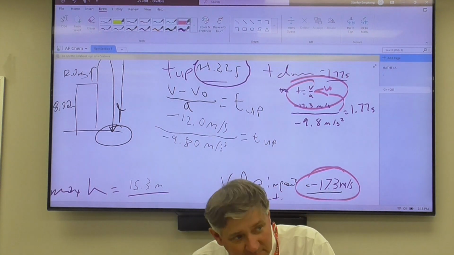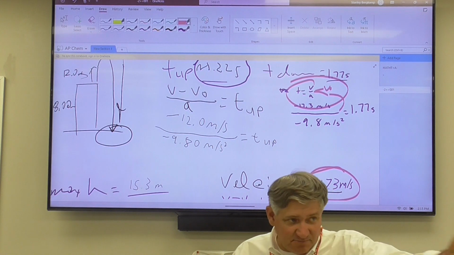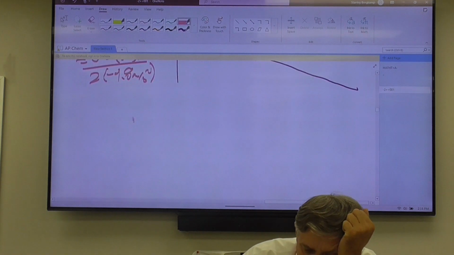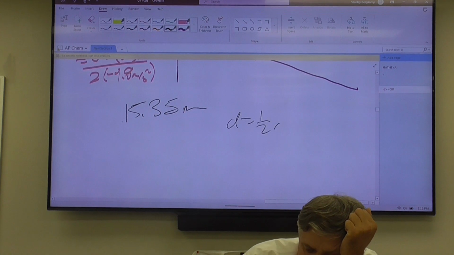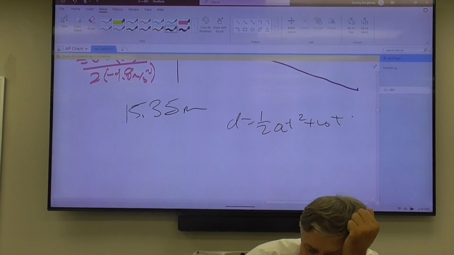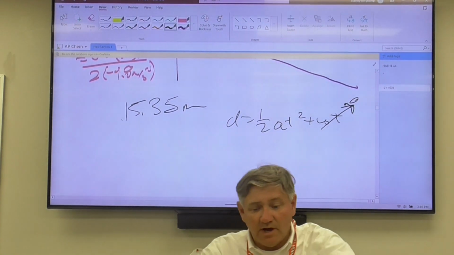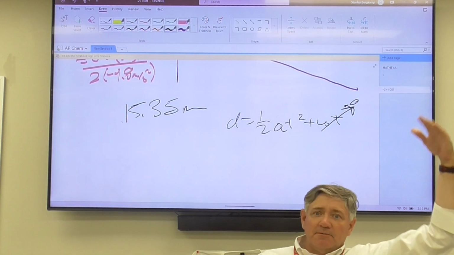Now, if it were me, and I were trying to find the time down, this is what I would do, just because I like this equation. If I were doing the time down, I would know that my maximum height is 15.35 meters. What I would do, I'd use 1/2 a t squared plus v naught t. On the way down, that's going to start at 0 because it's like I'm holding a ball up 15.35 meters, and I'm going to drop it, and I'm going to let it fall.